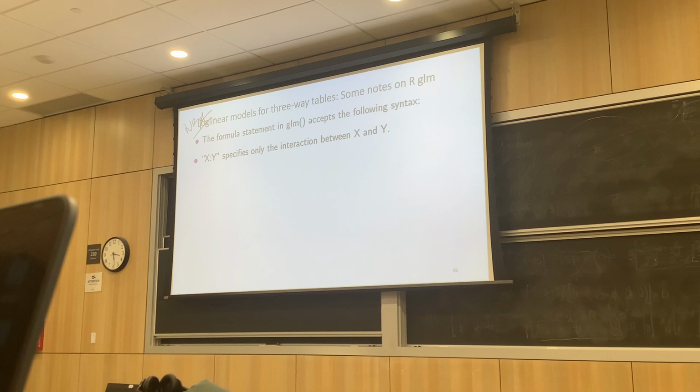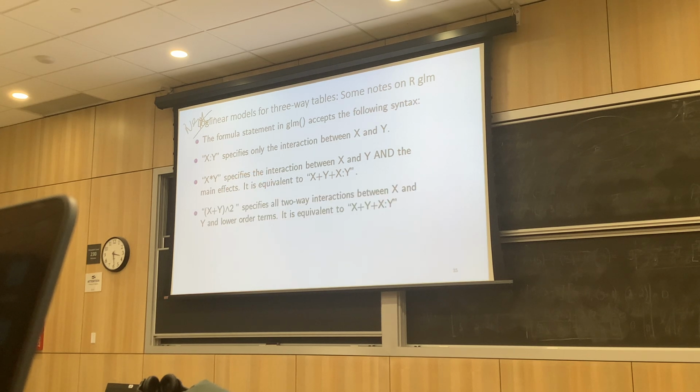Some comments on R: when you write X colon Y, that means we are telling R to just use that interaction. If you put X star Y, that is equal to using XY, X, and Y. So star means that, and when you read code, you should know that.